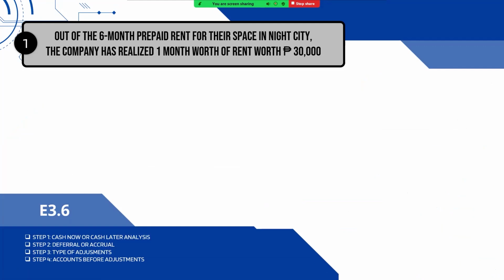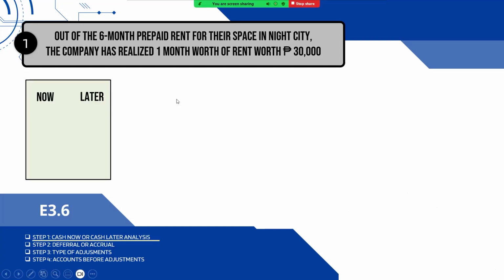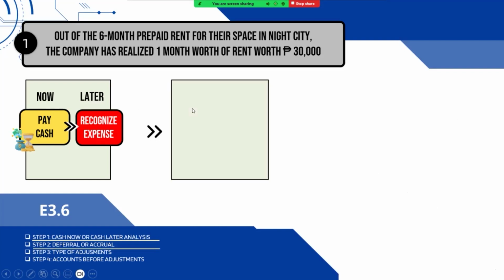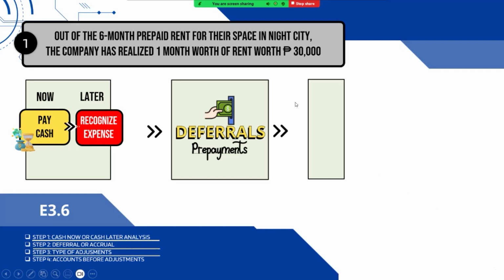So the first question you ask yourself is, what is this? And obviously, this is a prepaid rent or a prepaid asset. What's really happening is that we're paying cash, and when we pay in cash, that would be an asset. And then eventually, we'll recognize a portion to expense as we consume them. And therefore, this is a deferral or a prepayment, specifically a prepaid asset.